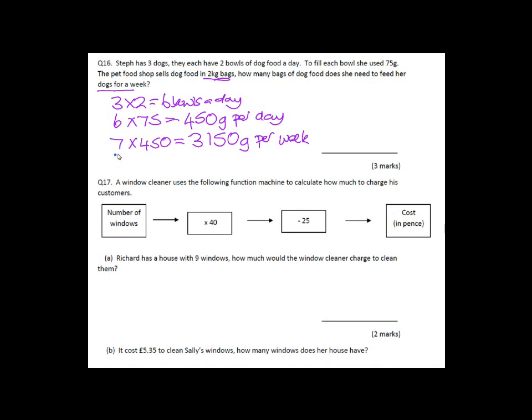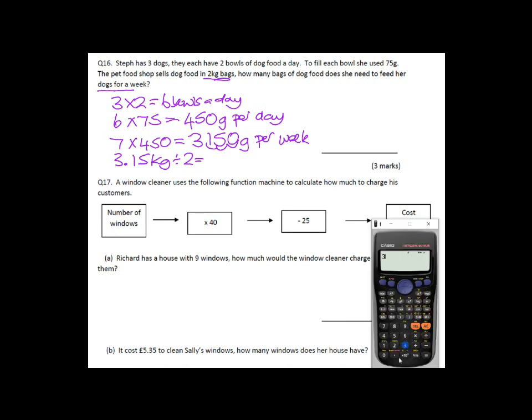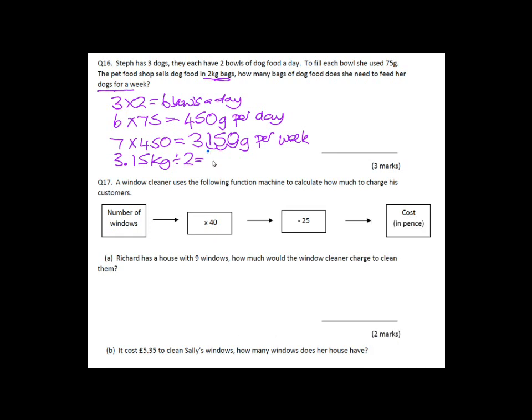So the food comes in 2 kilogram bags. So let's convert our 3,150 grams into kilograms by dividing by 1,000. So it's 3.15 kilograms divided by 2 will tell us how many bags we need. So that's 1.575 bags, which we can't buy from the shop, so we need to do some sensible rounding. So she needs 2 bags a week for the dogs. And that's worth 3 marks.